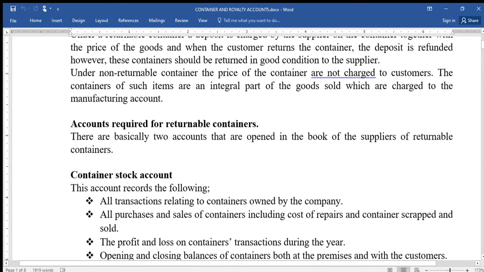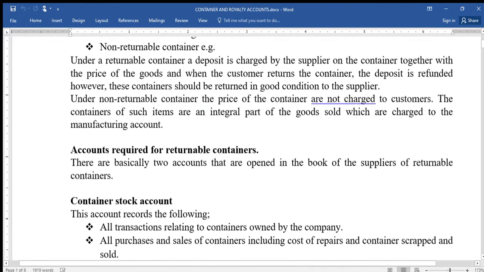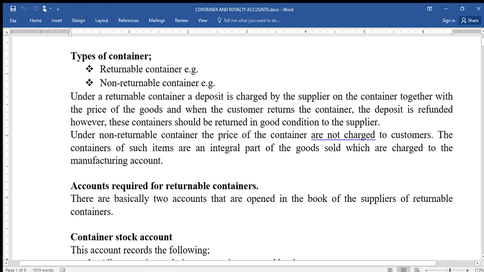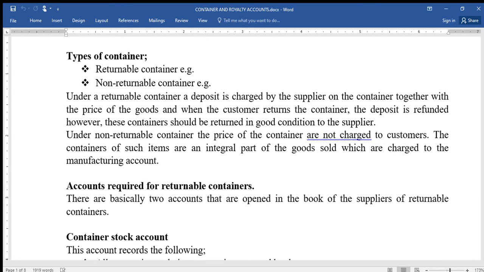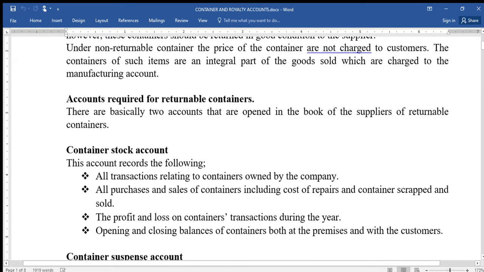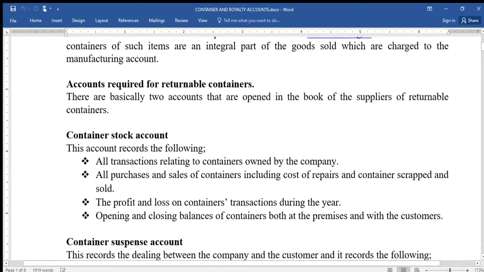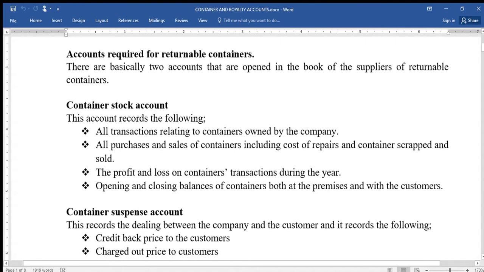Then accounts required for returnable containers. Since returnable containers are returned to the business, we prepare their accounts. But non-returnable containers are taken once and they never return. So we do not prepare accounts for non-returnable containers, but we prepare accounts for returnable containers. So let's look at the accounts required for returnable containers.